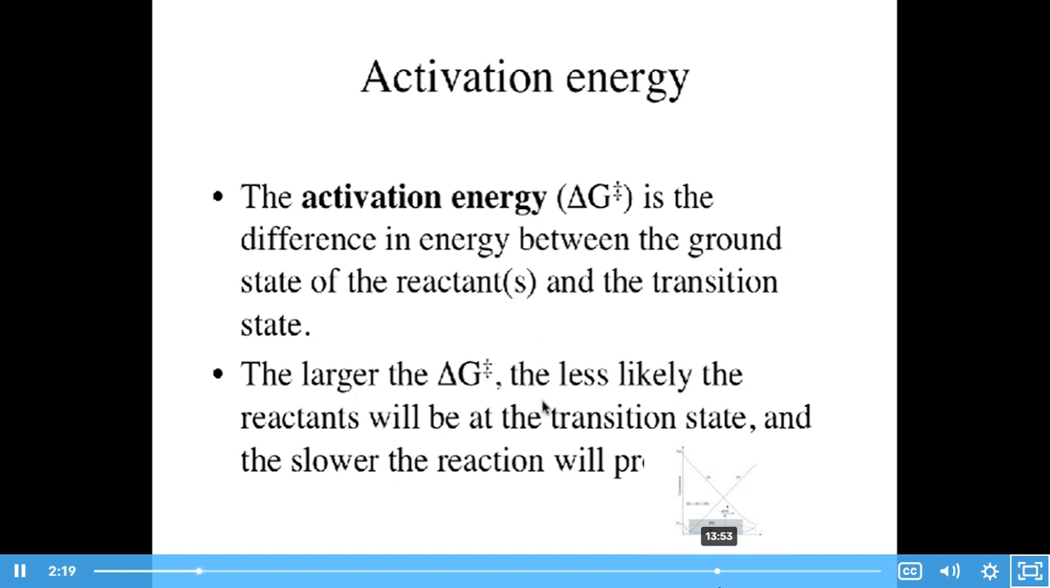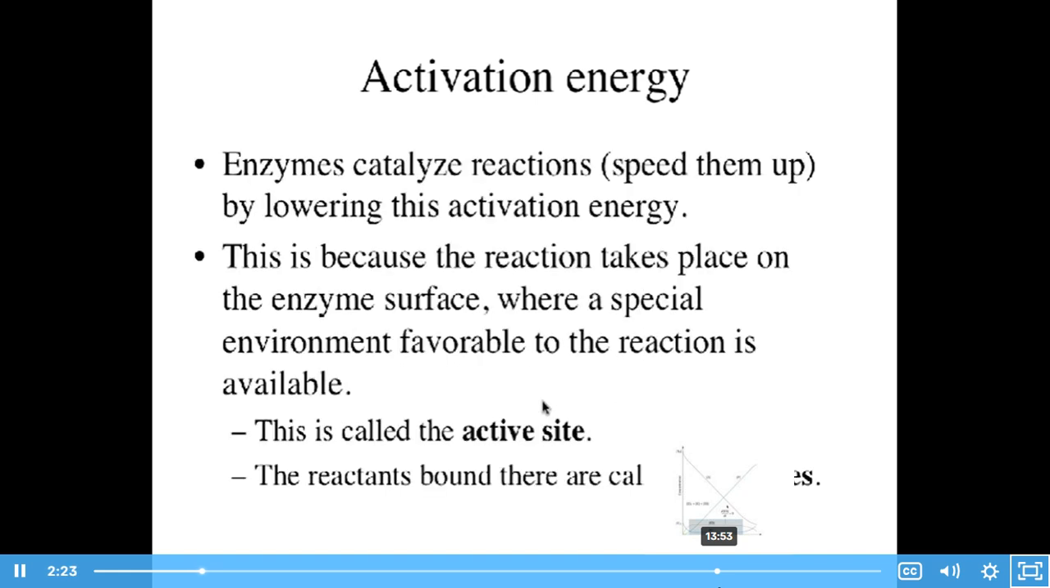And the larger this is, the less likely the reactants will be at the transition state, and so therefore the slower the reaction. Enzymes catalyze a reaction by lowering this barrier and therefore making it more likely for the reactants to get to that point. It's also because in catalyzed reactions, the transition state usually is not the same transition state as in the uncatalyzed reaction. Therefore it gives you an automatic mechanism why the energy would be different, because it's not the same transition state.